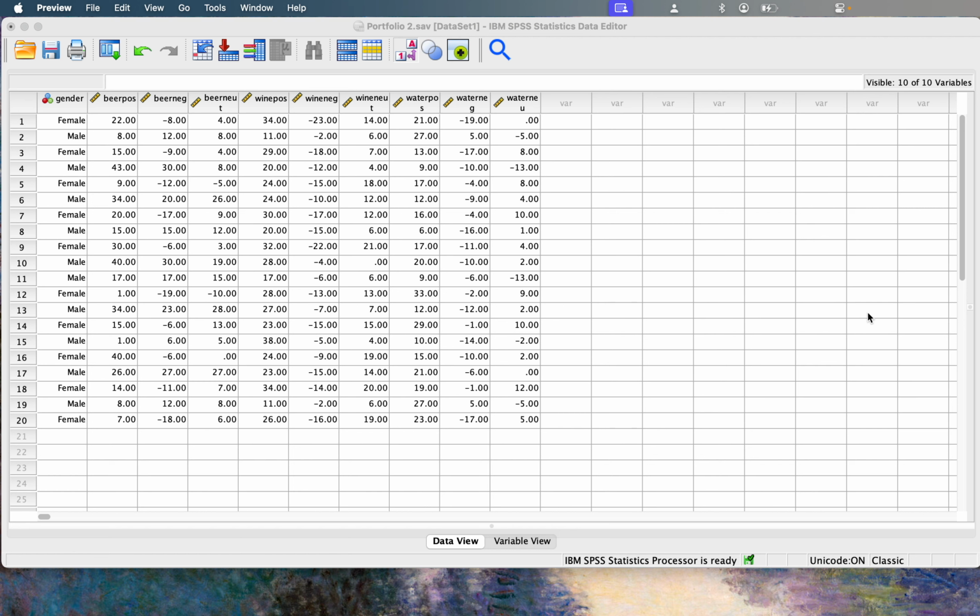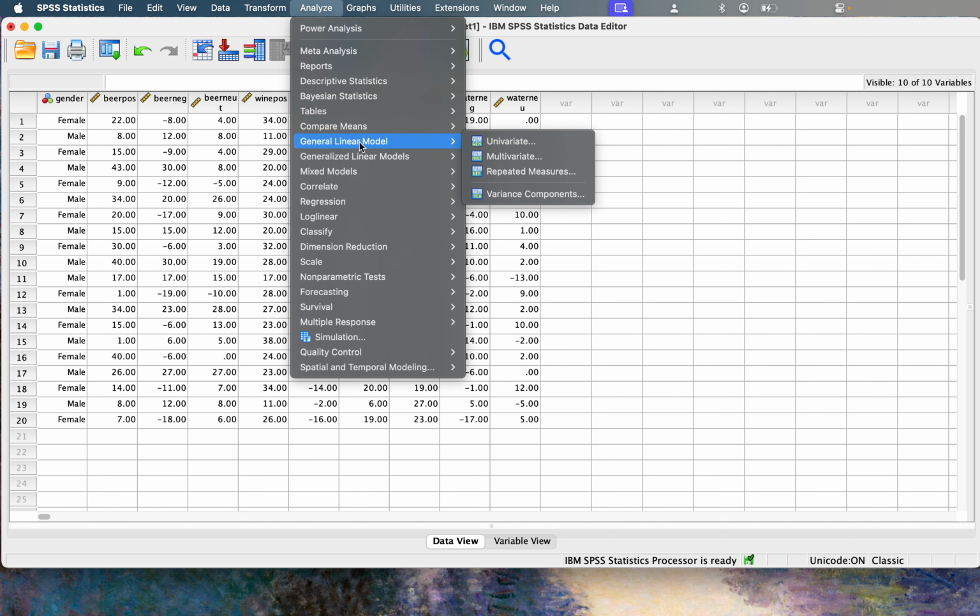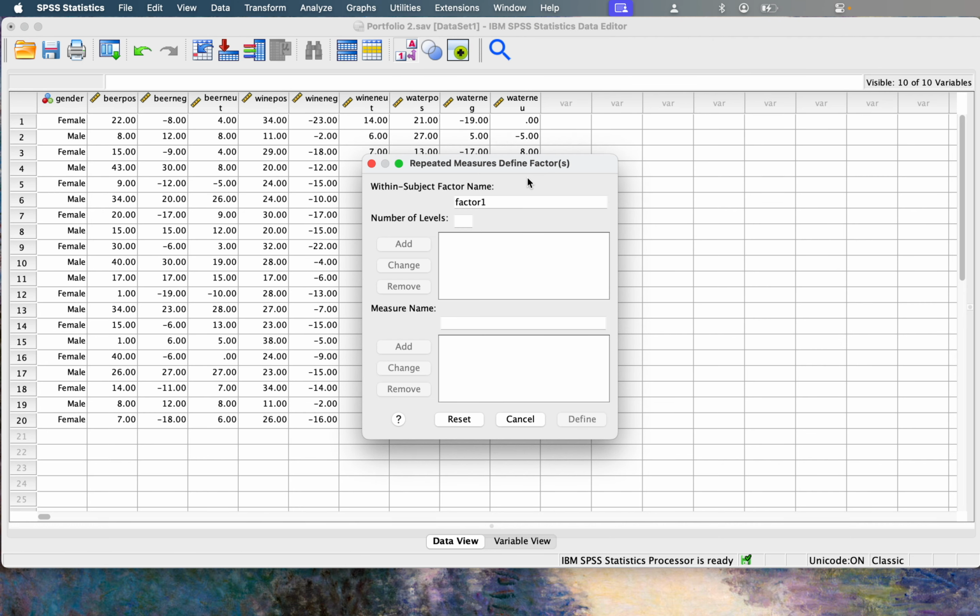And then to run this Mixed ANOVA, we'll go to Analyze. Analyze, General Linear Model, and Repeated Measures. In this within subject factor name, let's put imagery for the first one, and we have 3 levels to imagery. We're going to add that. Then we're going to do product type. And there's 3 levels to that. We're going to add that, and we're going to define this.